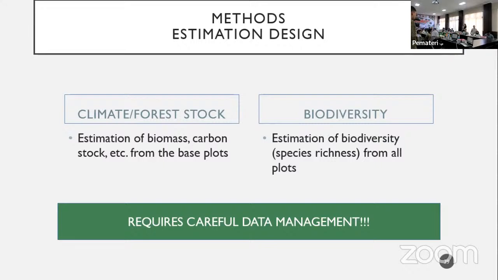Then on the other side, we have estimation of biodiversity, so species richness, for example. And this information can come from all plots, whether they're statistically sampled or not. If a species is within Lore Lindu, it is within Lore Lindu. But again, just to say, this will require very careful data management.